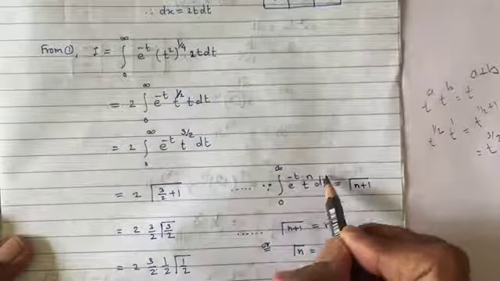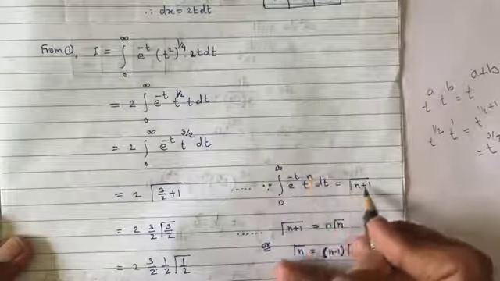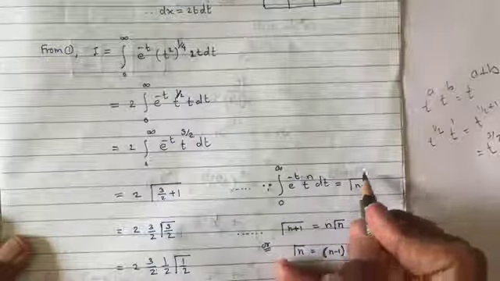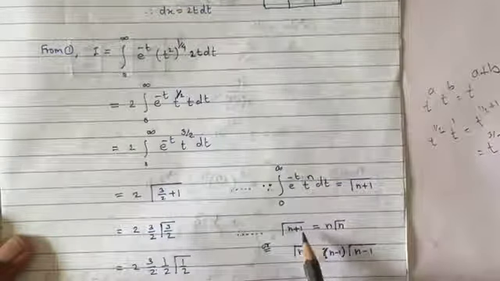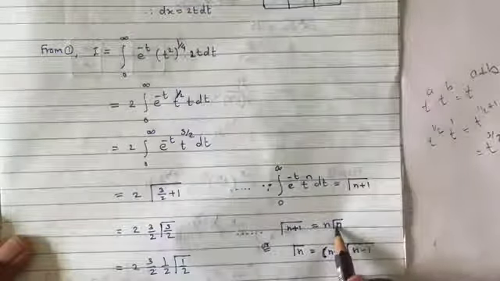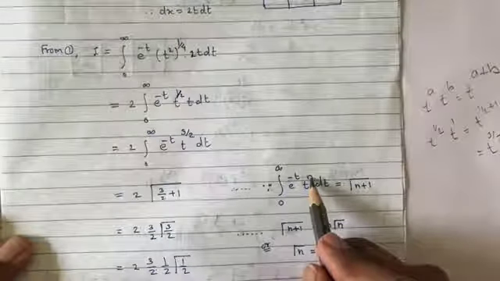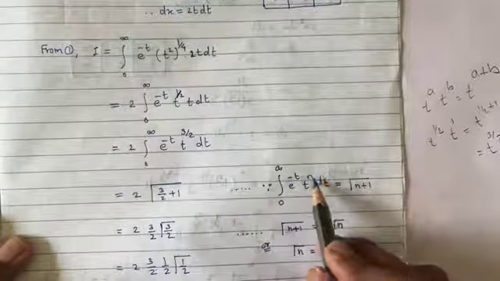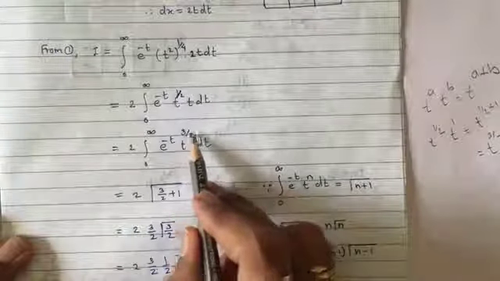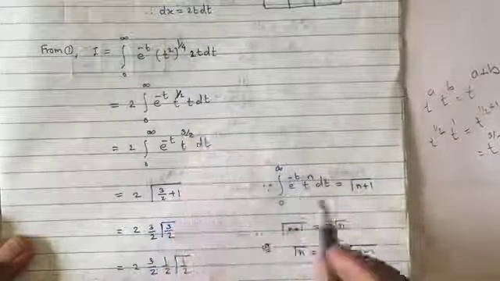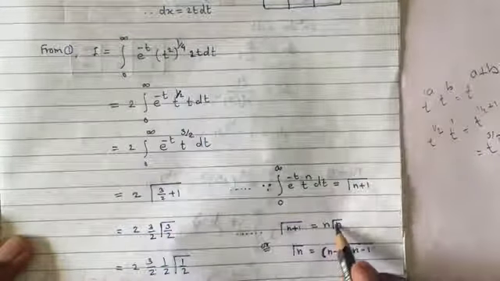Now compare this integration with the integral from 0 to infinity of e raised to minus t times t raised to n dt. What is the simplification of this? That is gamma of n plus 1, and gamma of n plus 1 is simplified as n into gamma of n, because n is not an integer. Here 3/2 is not an integer, therefore use n into gamma of n.